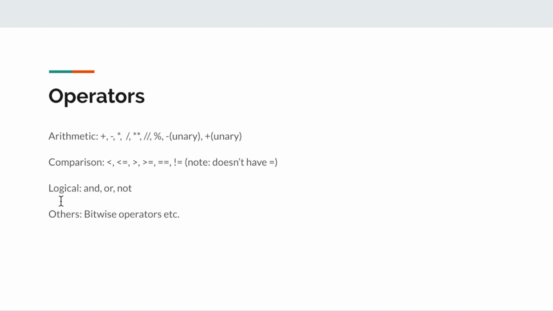There are also the logical operations and, or, and not, used on Booleans. And there are also other types of operators we might see in the future. So let's dive into using these data types and operations in Python.